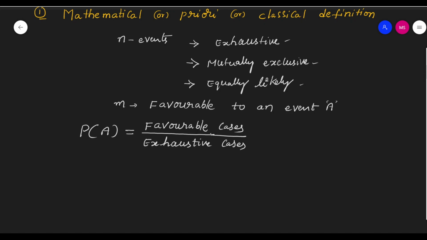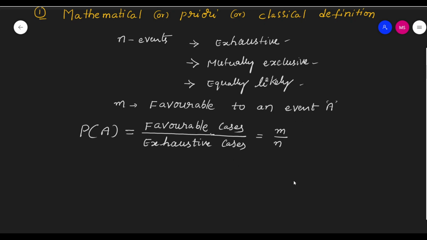The definition: if a trial is conducted, there are n events, which are exhaustive, mutually exclusive, and equally likely, and m of them are favorable to an event A, then the probability of the occurrence of the event, P of A, is defined as the ratio of favorable cases to the exhaustive cases. Symbolically, P of A is equal to m by n.